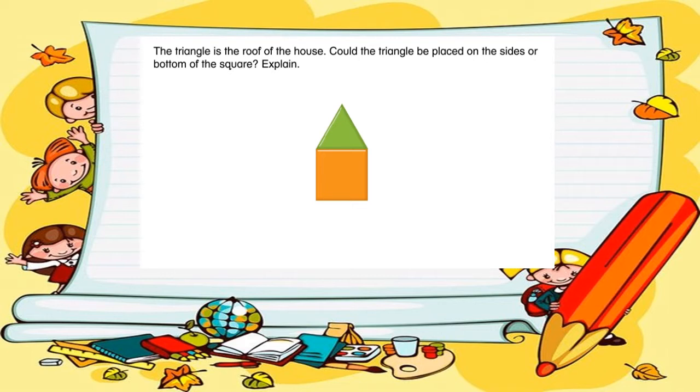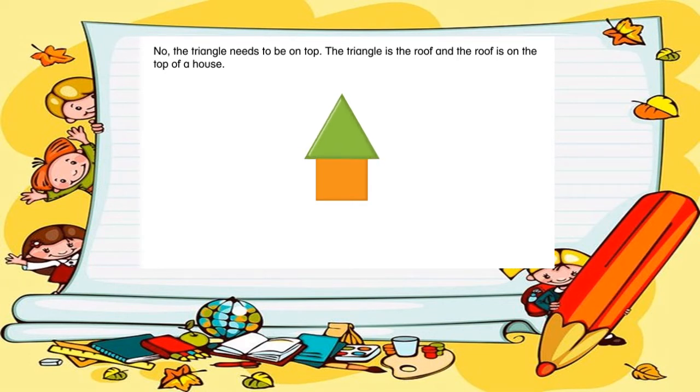Could the triangle be placed on the sides or bottom of the square? Explain. No, the triangle needs to be on top. The triangle is the roof, and the roof is on the top of a house.